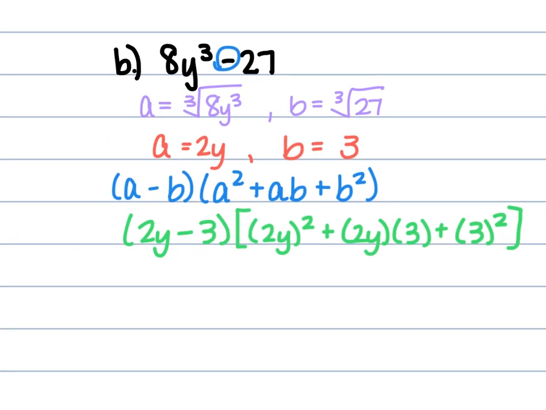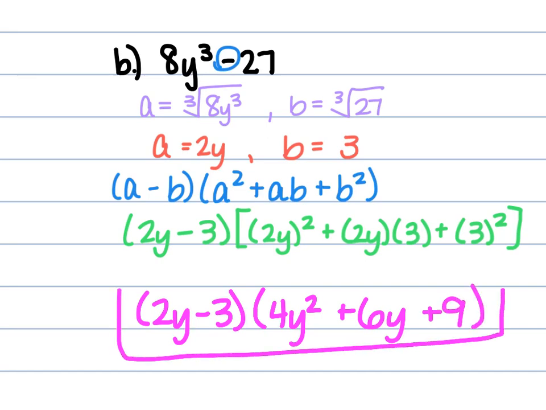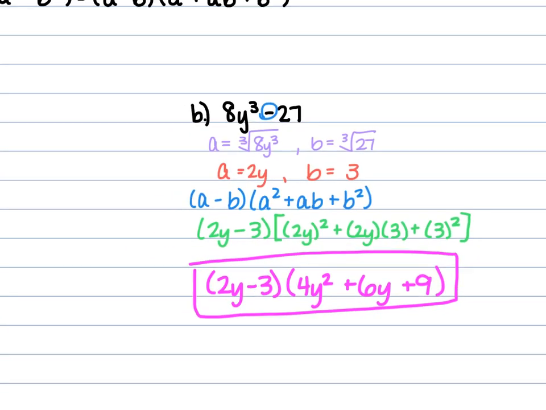And now simplify. So the 2y minus 3 stays. The 2y squared is 2y times 2y, so that's 4y squared. 2y times 3 is 6y, and then the 3 squared is 9. So 2y minus 3 times 4y squared plus 6y plus 9.